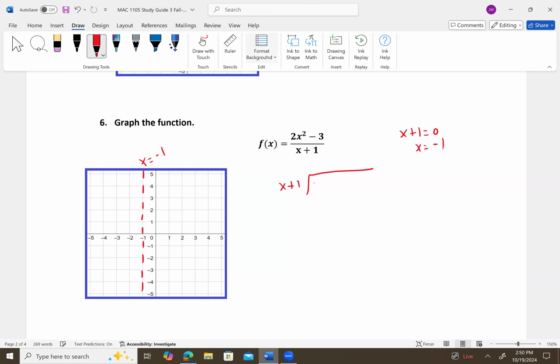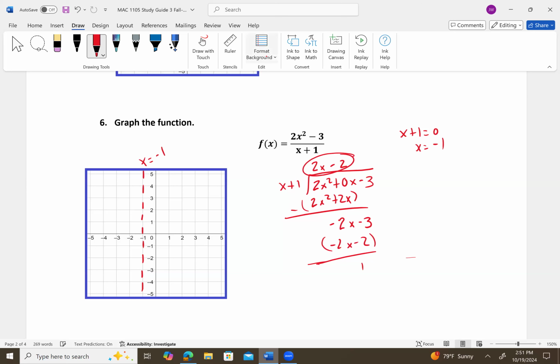So we do our division. Again, putting our 0x for the placeholder. X times 2x gives me 2x squared. And x times 1 is 2x. Subtracting this, I get negative 2x minus 3. So minus 2 gives me negative 2x minus 2. Gives me a remainder of 1, but it doesn't matter. This is what we're looking for. So we need to graph the line y equals 2x minus 2.